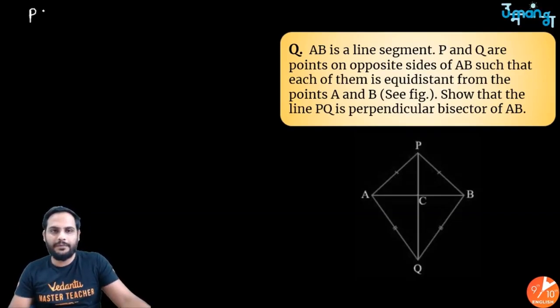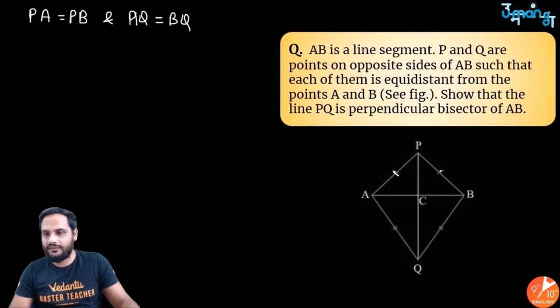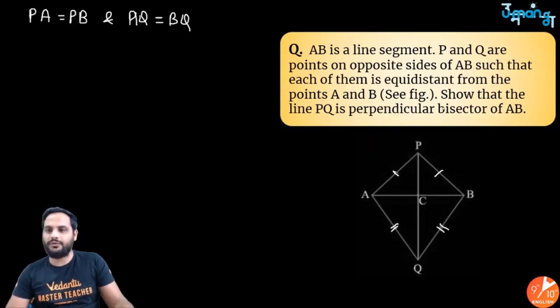That means PA is equal to PB and AQ is equal to BQ. Right? You can see here this and this is equal, this and this is equal. Okay, so now the question is telling you, show that the line PQ is perpendicular bisector of AB.